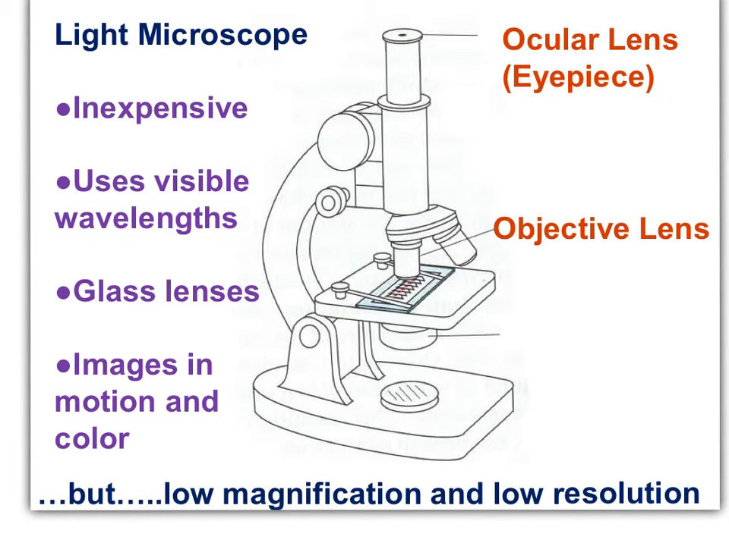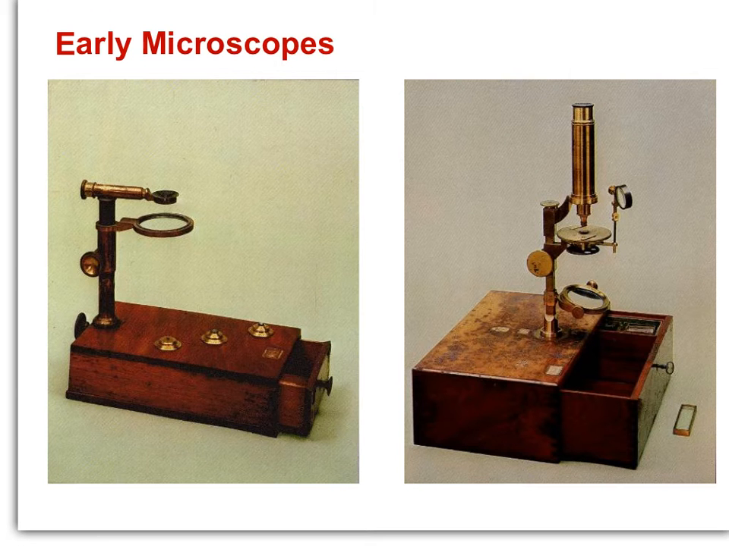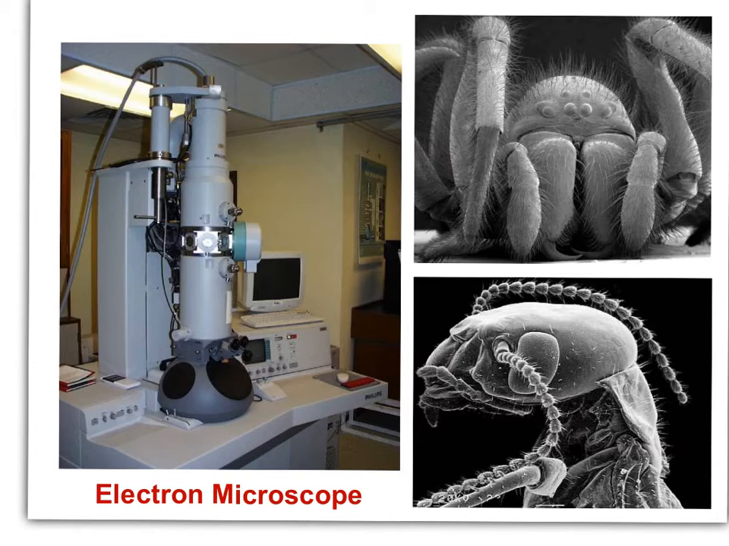But light microscopes are inexpensive as they use glass lenses, and they use visible wavelengths, which allow specimens to be seen in motion and in color. Here's an image of some of the earliest known microscopes. Remember that maximum magnification would be 1000x, and the distance between 2 points would need to be relatively far in order to be distinguished as separate points. This means low resolution. Here's a photograph of an electron microscope.